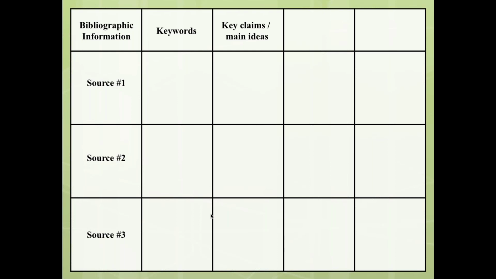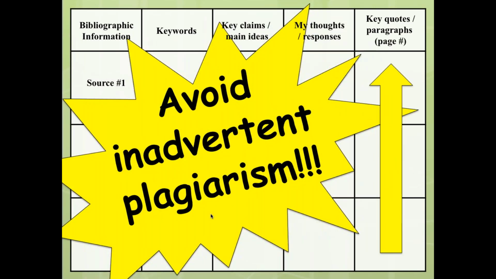And then furthermore, write down some claims, key claims, some main ideas that you find in that source. Also write down what your thoughts are, what your responses are to those ideas. And then this is very important. Write down some key quotes, something that really jumps out at you, key quotes or paragraphs. Put the page number for the source. And the reason why you want to do that is to avoid an inadvertent plagiarism.